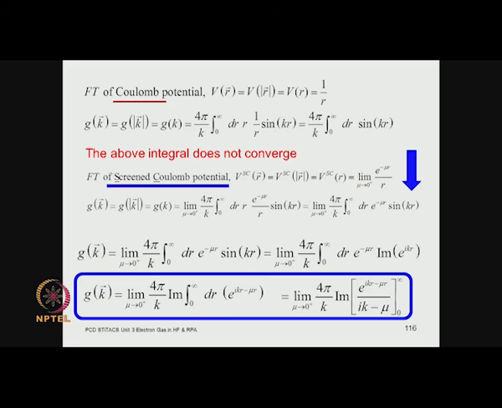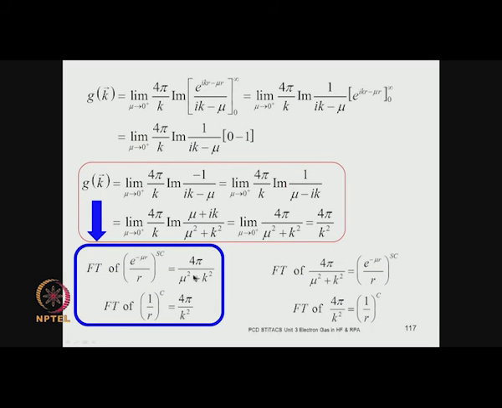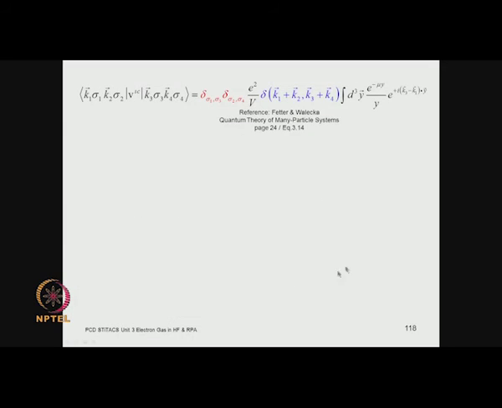And we will use the result, which is 4 pi over mu square plus k square. These are some of the straightforward intermediate steps which you can work out or look at the details in the PDF file which will be uploaded at the course website. So, this is the Fourier transform of the screened Coulomb potential. When you take the limit mu going to 0, you get 4 pi over k square for the Coulomb potential itself. This is the result that we are going to use, because we needed the Fourier transform of the Coulomb potential to analyze this term.